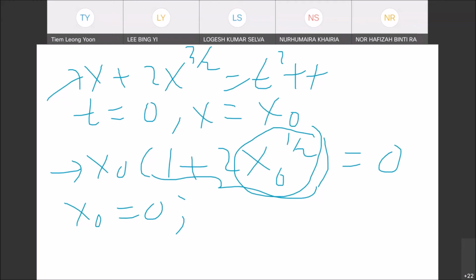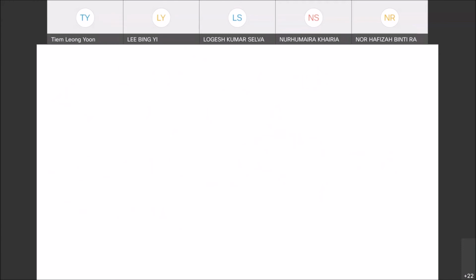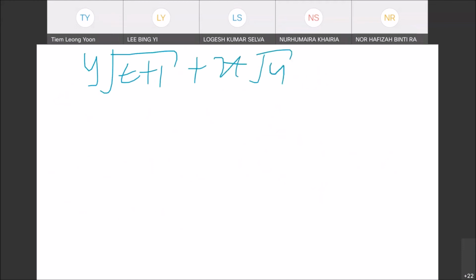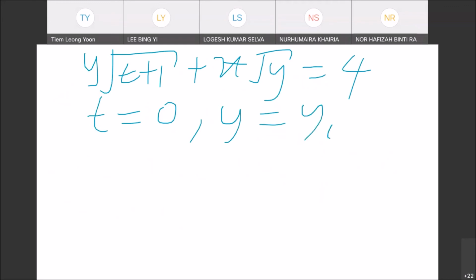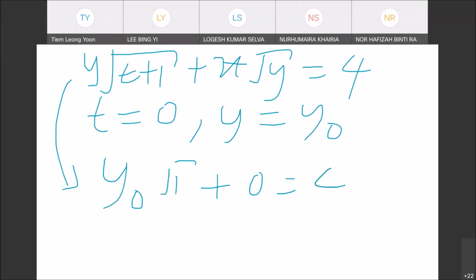And then I go back to the equation that defines my y. So y equals t plus 1 plus 2t square root of y equals 4. When t equals 0, I have my value of y equals y0. So this equation reduces to y0 square root of 1 plus 0 equals 4. So it simply says y0 equals 4. So I have now got my answer: x0 equals 0, y0 equals 4 when t equals 0.